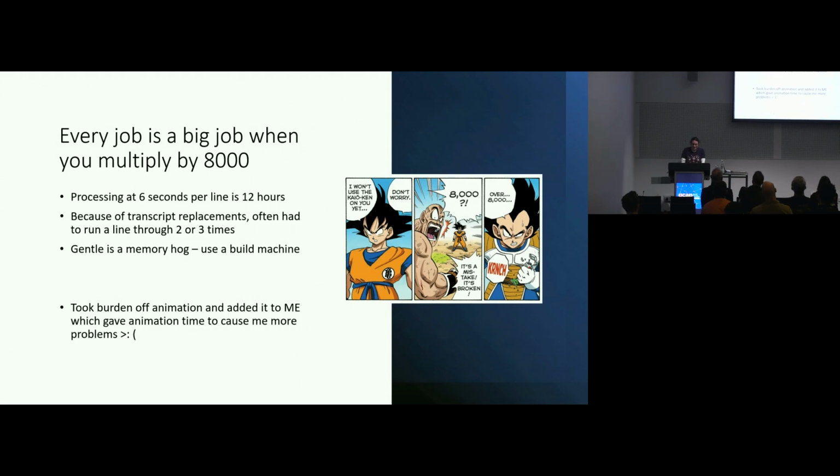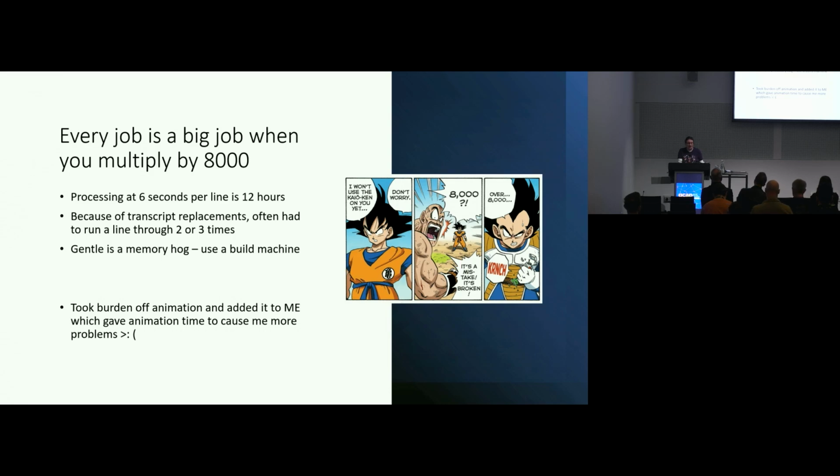And every job is a huge job when you multiply it by 8,000. So I mentioned before, processing per line averaged around 6 seconds per line, which checks out to 12 hours for the whole lot. But due to the frequent transcript replacements, I had to run it 2 to 3 times on nearly every character. And it is a memory hog of a process. It doesn't take any memory at runtime in the game, but I would not recommend trying to work on a normal workflow process while Gentle is running in the background.